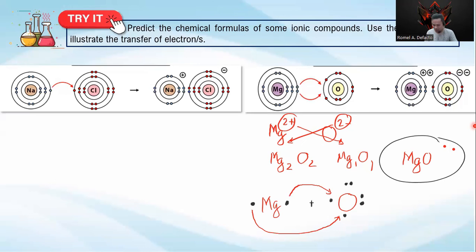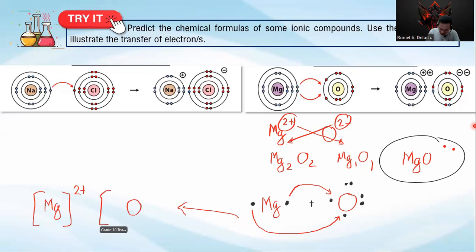So in that case, what will happen? Sorry, it doesn't fit, so I'll just transfer it here to the other side. Okay. So what will happen now is this will become Mg, and since it loses 2 electrons, the charge is 2 plus. And then for oxygen, it's complete now. Okay, so that's 1, 2, 3, 4, 5, 6, 7, and then 8. Then, since it accepted 2 electrons, you also have there the charge of 2 negative.